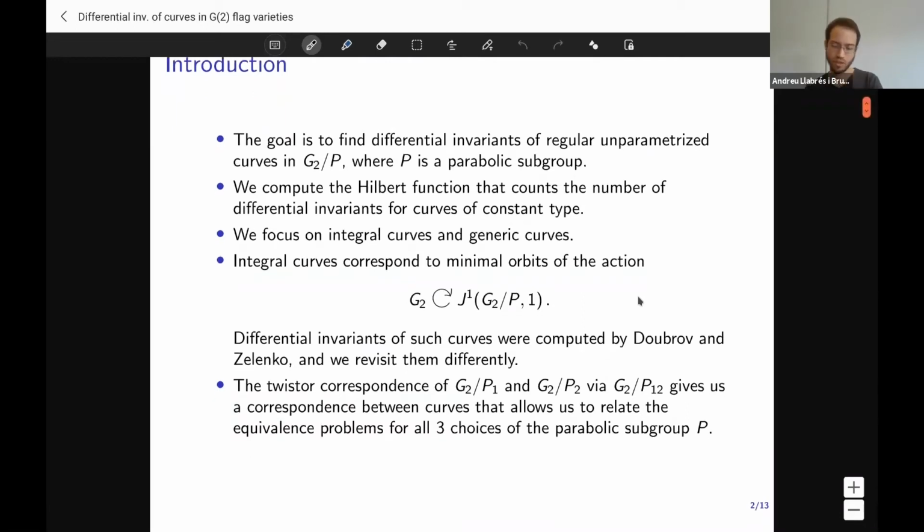And at the end of the talk, I will give a correspondence between curves that is induced from the twistor correspondence between G2 mod P1 and G2 mod P2 via G2 mod P12. And this will allow us to relate all three equivalence problems for all three choices of the parabolic subgroup P.